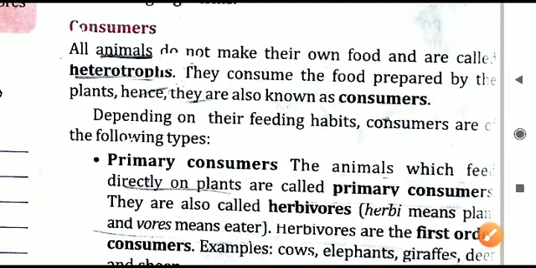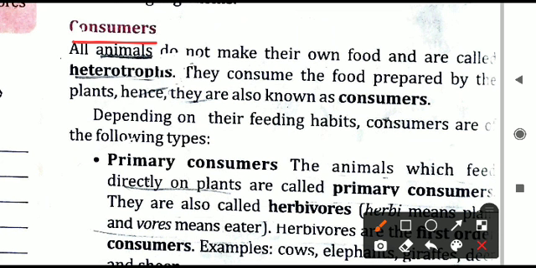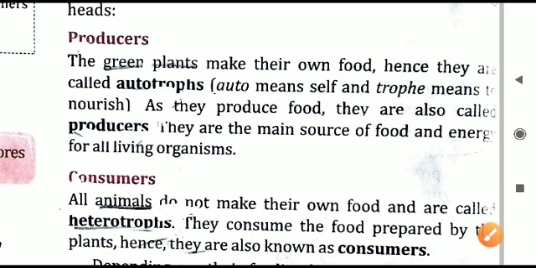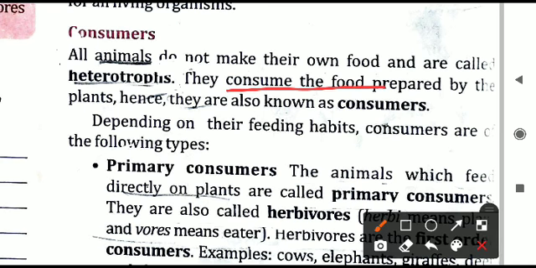Next are the consumers. The second level of the biotic components is the consumers, which get the food from the plants because they cannot make their own food, and this category has animals. Animals cannot make their own food and they are also called heterotrophs. Now remember, one is autotroph, that is plants, they make their own food. Second is heterotroph, they are all animals. Even human beings come in the category of heterotroph. They can't make their own food, and they consume the food prepared by the plants. Because of this they are also given the name consumer. So heterotrophs and consumers are animals, autotrophs and producers are plants.